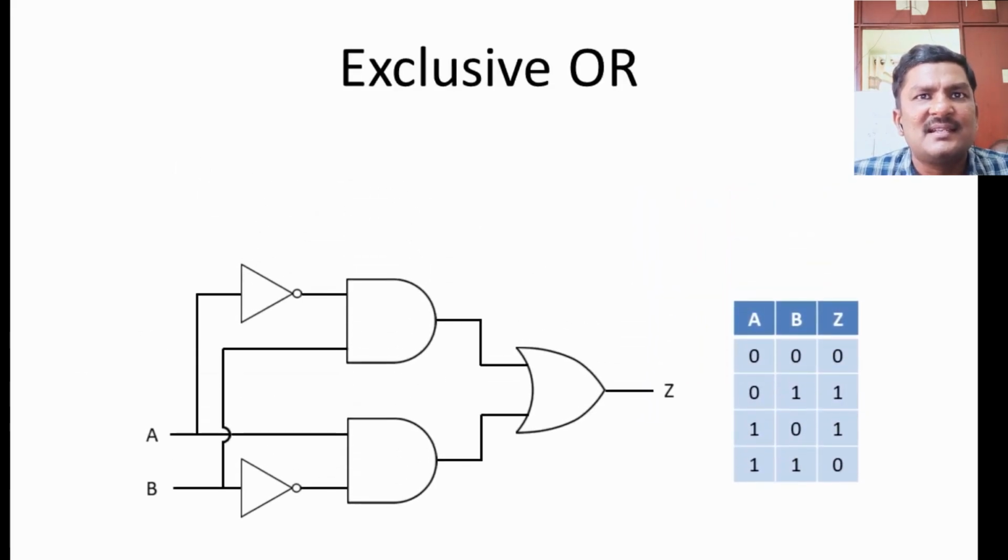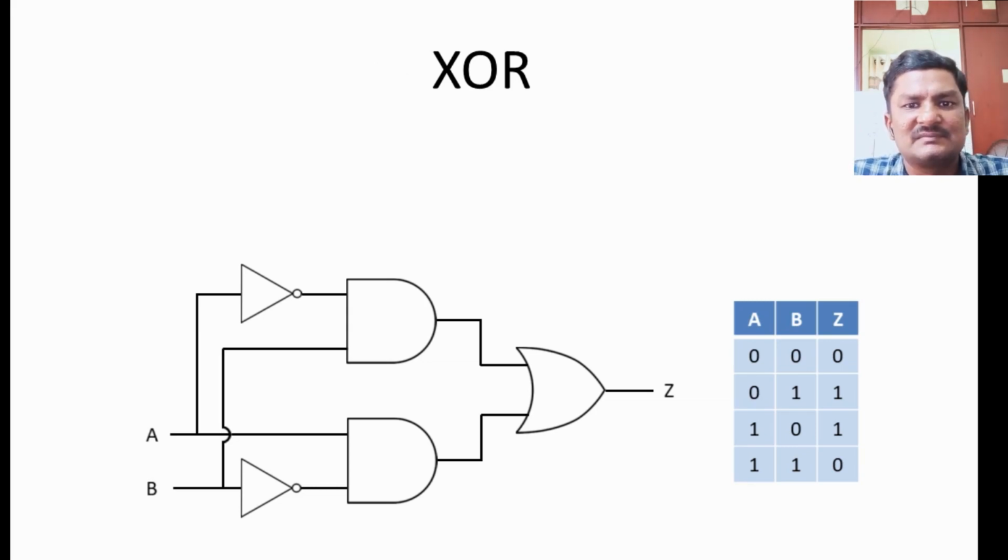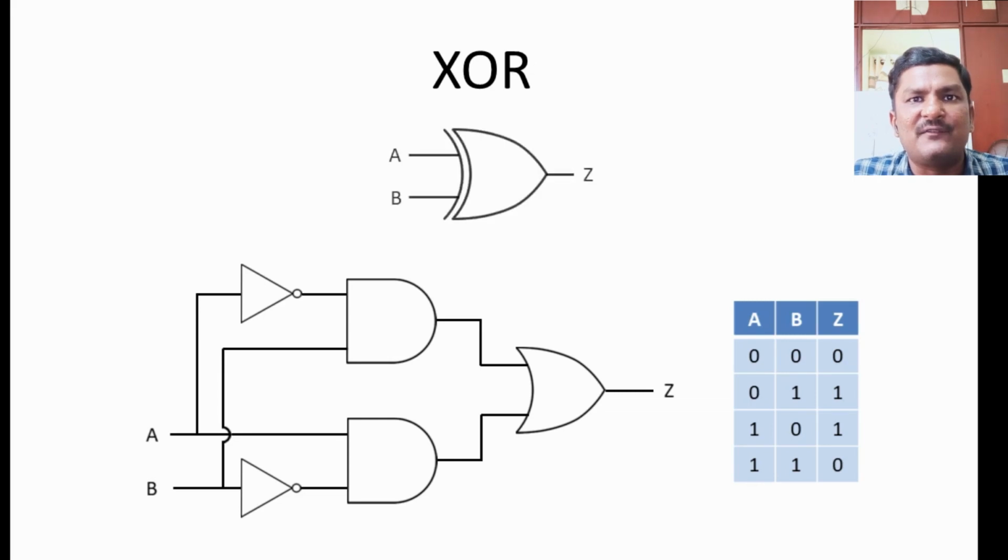This is exclusive OR gate, named as XOR gate. Truth table of XOR gate, a combination of 2 NOT, 2 AND gates and 1 OR gate. And this XOR gate is important for entrance examination, and symbol of XOR gate. A and B are inputs of XOR gate and Z is output.